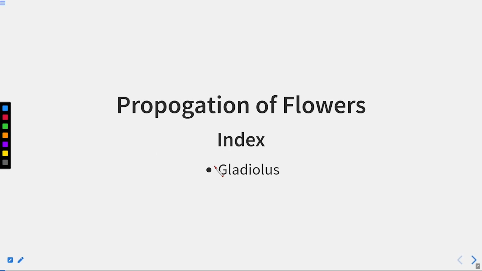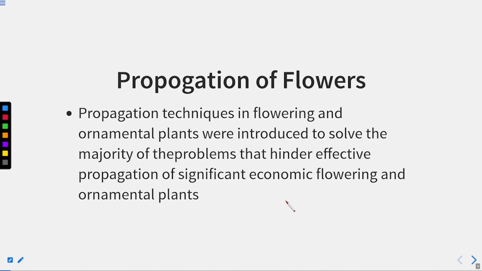So in this session we are going to study the propagation of a beautiful flower called gladiolus. What are the means of propagation of gladiolus that we are going to study in this session? Propagation techniques in flowering and ornamental plants were introduced to solve the majority of the problems that hinder effective propagation of significant economic flowering and ornamental plants.